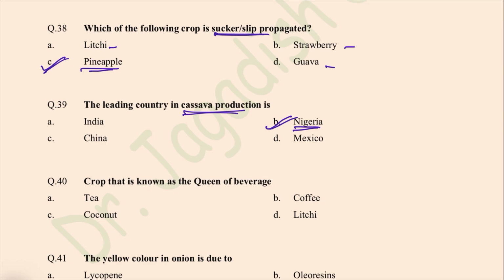Question. The Central Research Institute dedicated to cassava and other tuber crops in India is CTCRI, the Central Tuber Crops Research Institute. It is located at Thiruvananthapuram. Tapioca is obtained from the root of which crop? That is cassava.